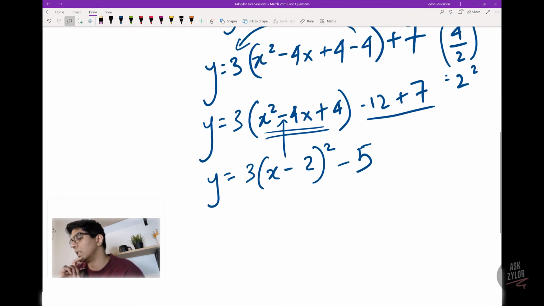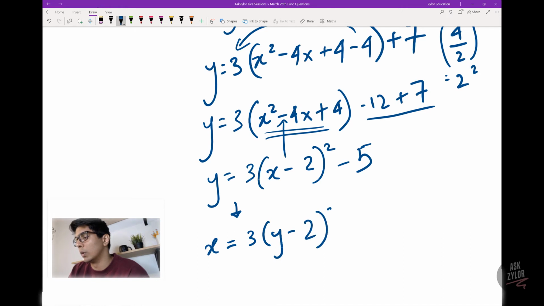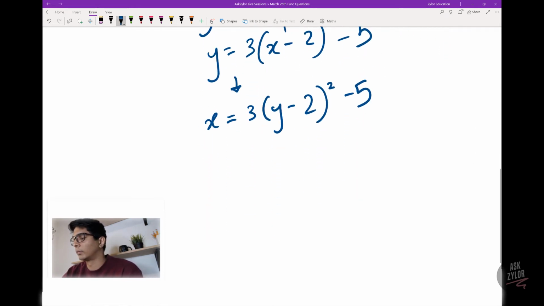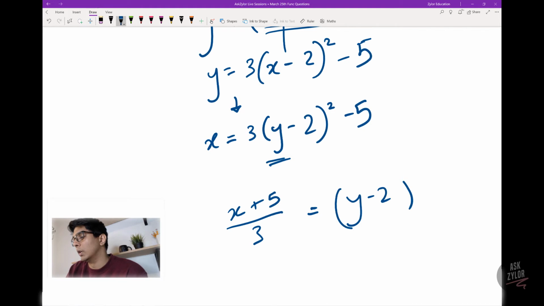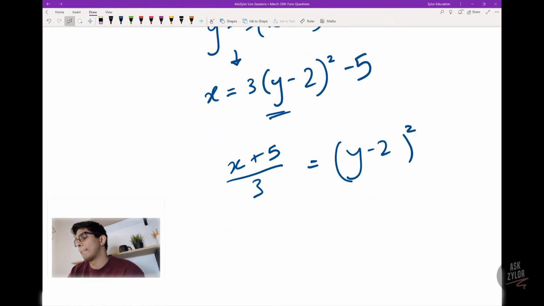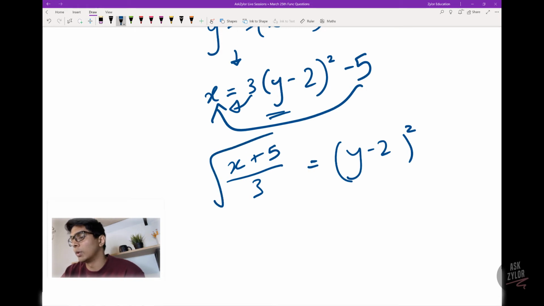So now I have it in vertex form. Now I can go ahead and find the inverse of this function. I'm going to interchange the x and y's. So I have x is equal to 3(y minus 2) squared minus 5. Then I'm going to isolate for my y. So I have (x plus 5) over 3 is equal to (y minus 2) squared. I brought the 5 over, I brought the 3 over, and then I'm going to get rid of the square by square rooting both sides.